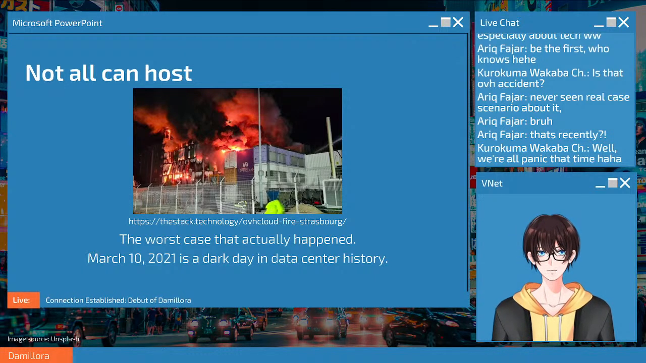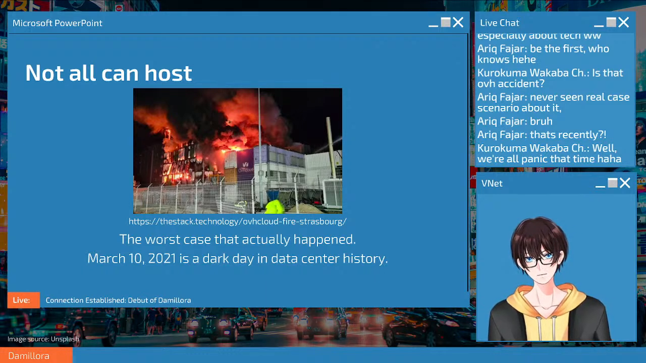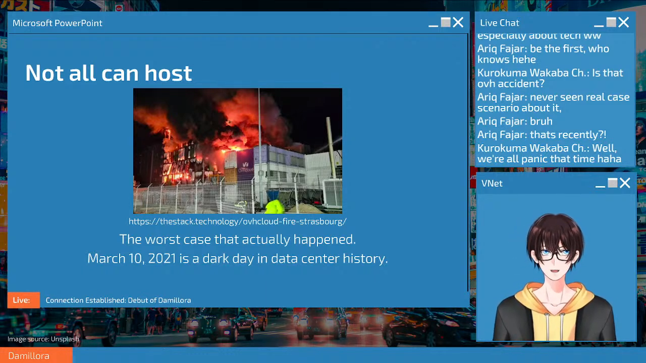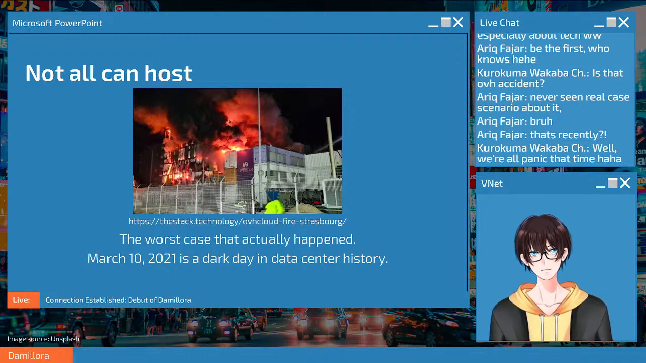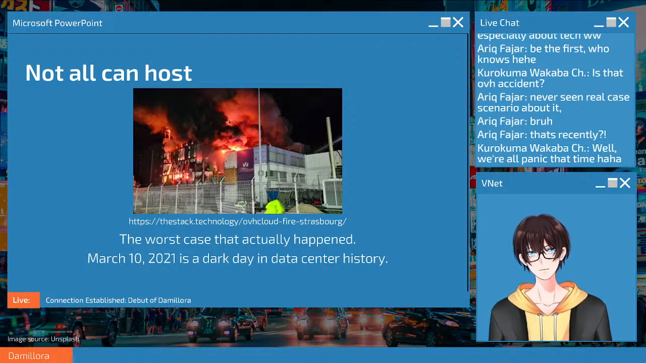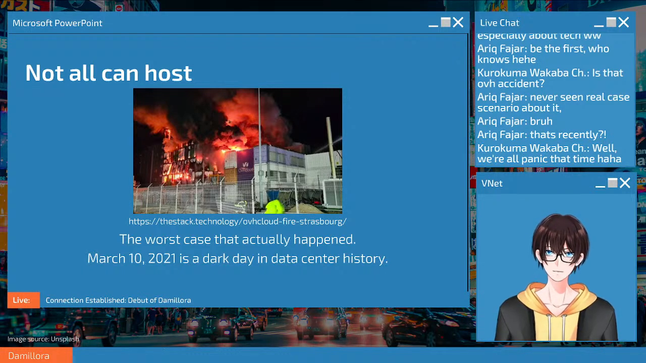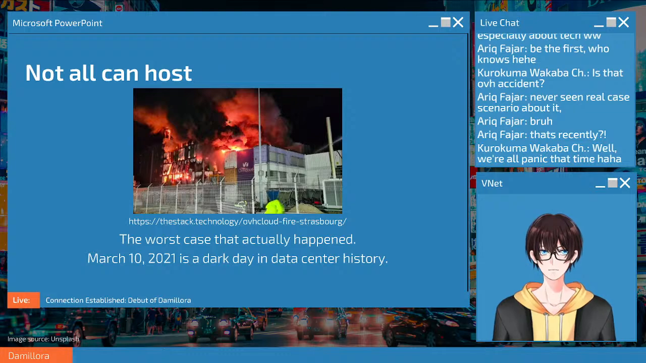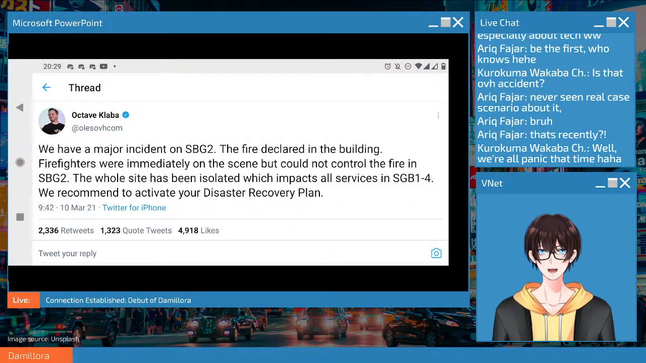Okay, let's just see about this. Let me switch to my phone here so that we can see things. Okay, so the founder of OVH was live tweeting at the time of the fire, and you're seeing it on screen right now.